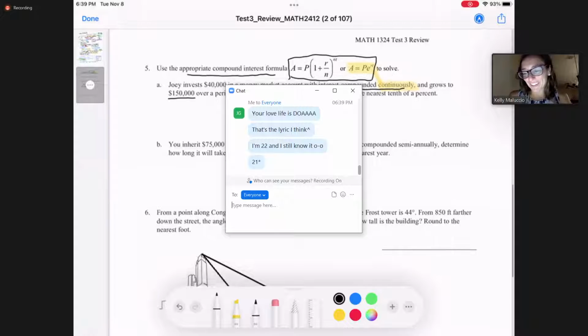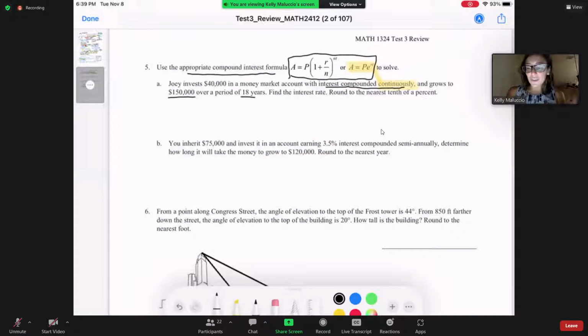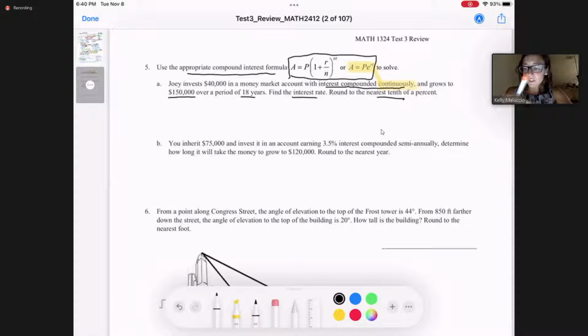Okay. All right. So let's calculate some of this. Find the interest rate, round to the nearest tenth of a percent. In this case, first let's write out what we know, write the formula, and then we'll solve. He invested 40,000. So this is my P, and it grew to 150,000. So that's my A. T is 18 years, and R is a question mark. We don't know. So now we can write this out: 150,000 equals 40,000 times e to the R to the 18.